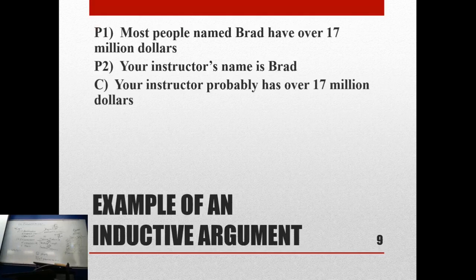So anyway, premise 1, most people named Brad have over $17 million. Premise 2, your instructor's name is Brad. Conclusion, your instructor probably has over $17 million. Is this argument strong? I got one no, one naysayer. I have a lot of naysayers, okay. See, I think you guys are tempted by the rookie mistake where the premises seem so ludicrous, or at least one of them, that it feels weird to call this a strong argument.